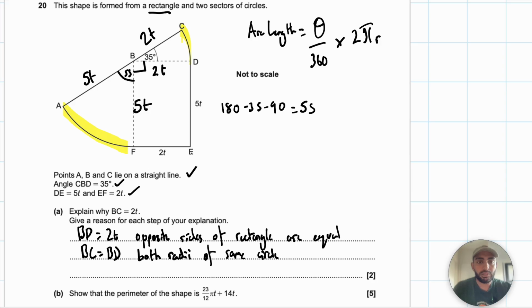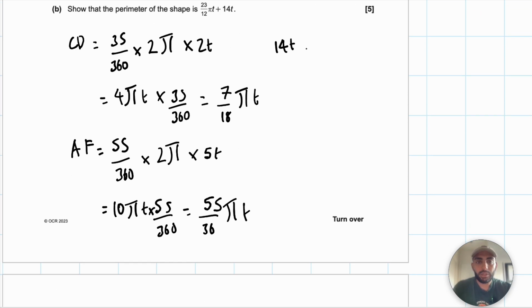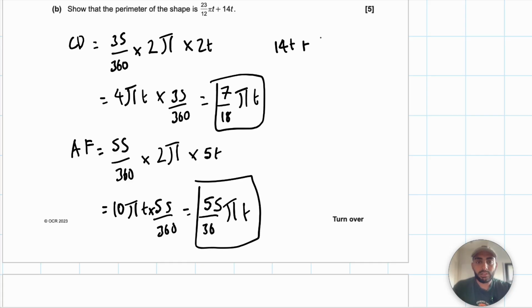We can add up all of these together to find out what the perimeter is. So 2t plus 5t is 7t. 7t plus 2t is 9t. 9t plus 5t is 14t. So 14t plus, I need to add both of these. We'll see what we get. 7 over 18 pi t plus 55 over 36 pi t.